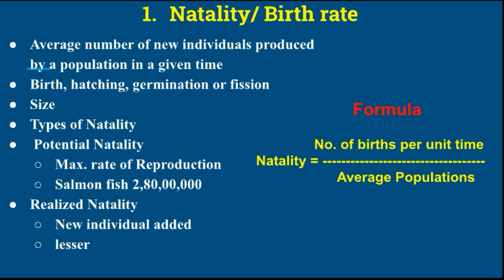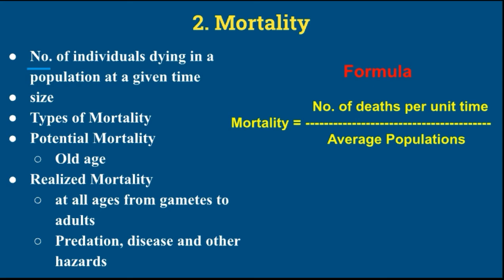You have seen here the formula of natality: natality equals the number of births per unit time divided by the average population. This is the first characteristic of population. The next is mortality. Mortality refers to the number of individuals dying in a population at a given time. In natality, individuals are produced, and in mortality, individuals die in a population at a given time.